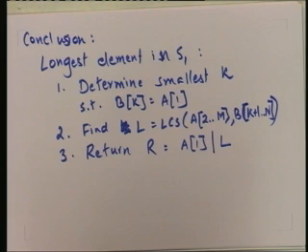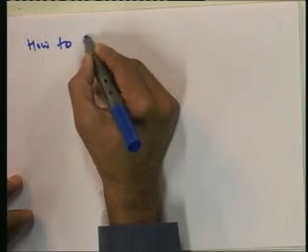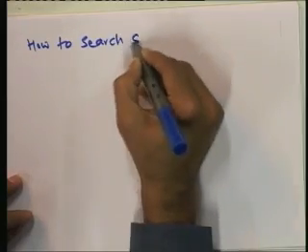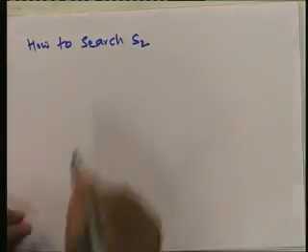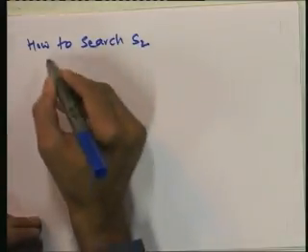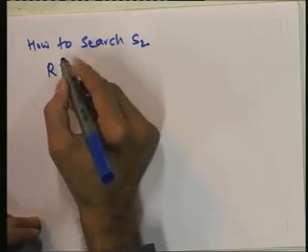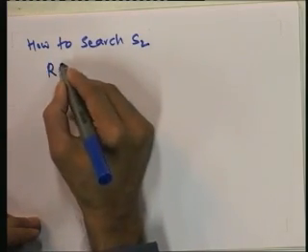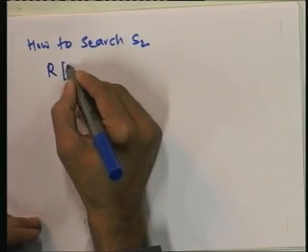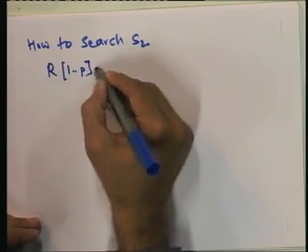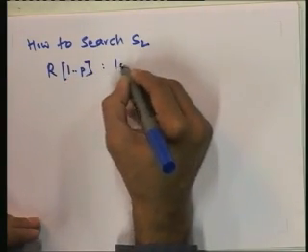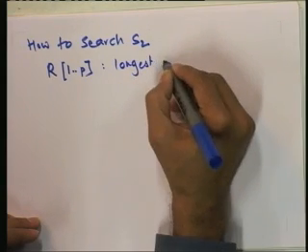So, the next thing is to find a procedure for searching S2. Well, as before, let us write down what we are searching for. So, let us say we are searching for some r again, say again of length p, which is longest in S2.